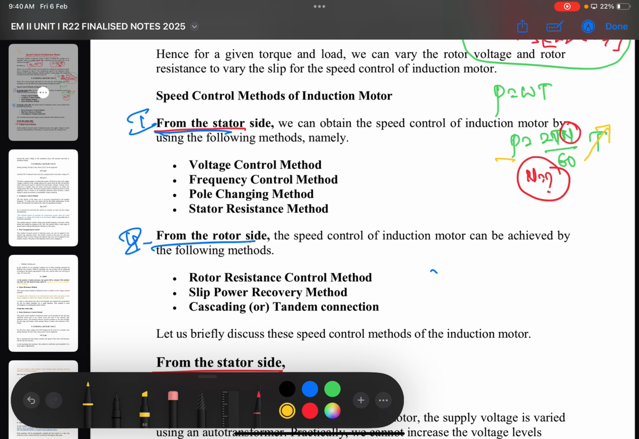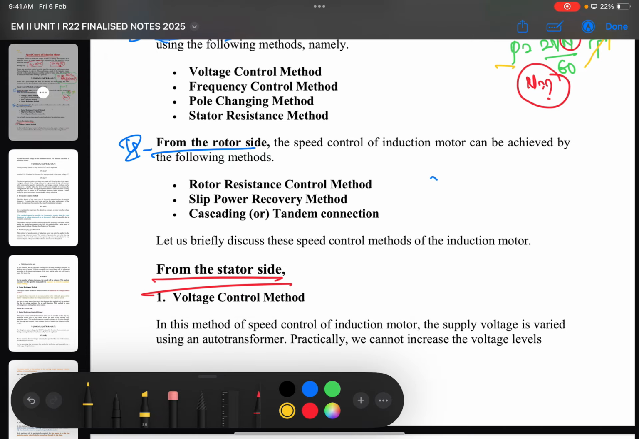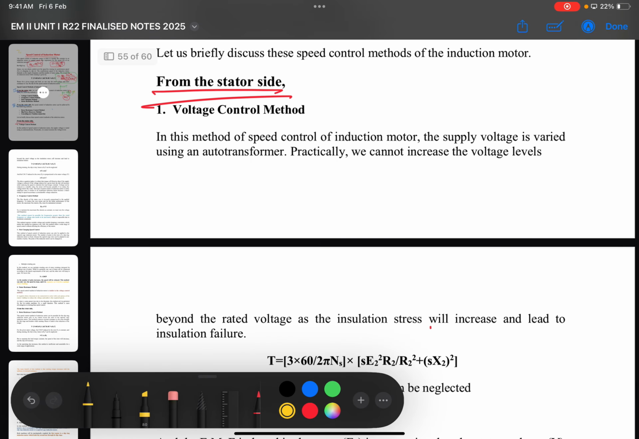Let's get into the subclassification topics, that is, speed control from the stator side. The first one is the voltage control method. Let's discuss it in the easiest manner. Whatever extent we are able to understand, we'll discuss up to that, so that you can easily attempt and remember it in the exams also. So first is the voltage control method from the stator side.